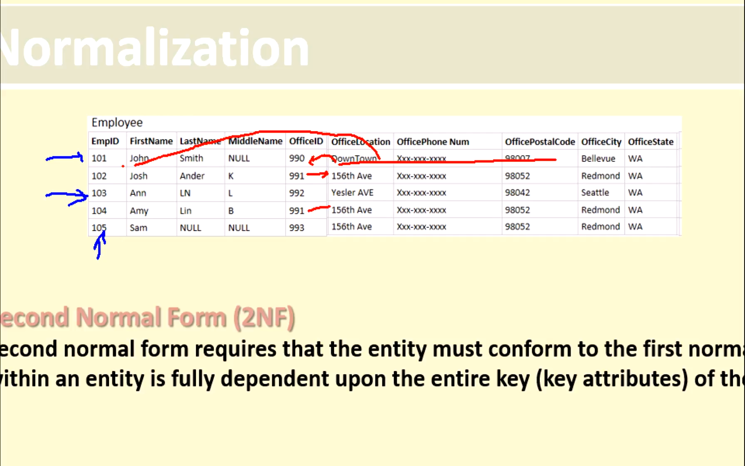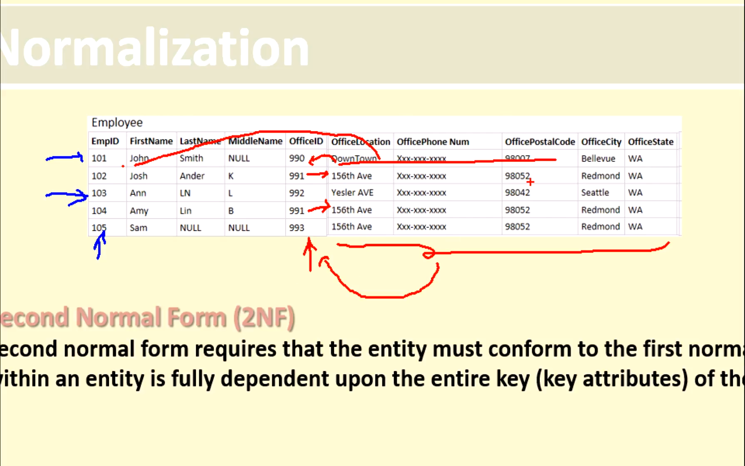So here we have two employees working in the same office. So the office location and office location details do not depend on employee ID. They depend on the other non-key column, which here is office ID. This office information depends on office ID, not on employee ID. So the second normal form says take out all non-dependent columns.